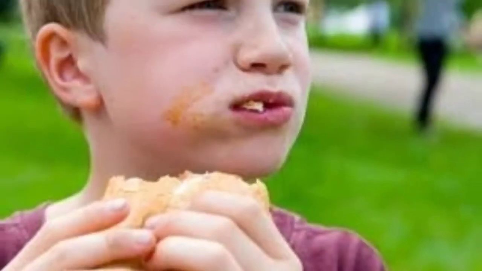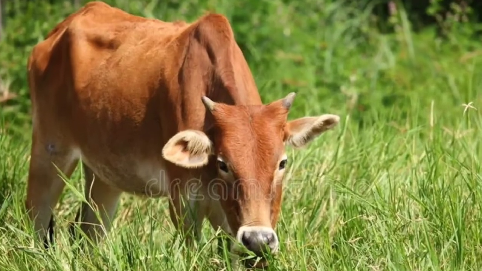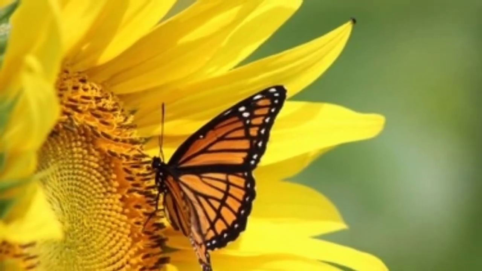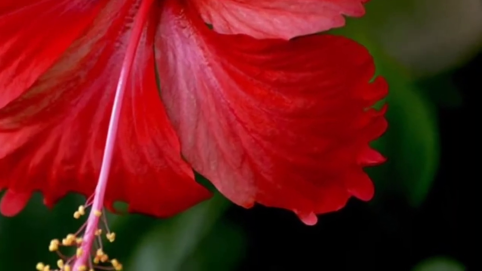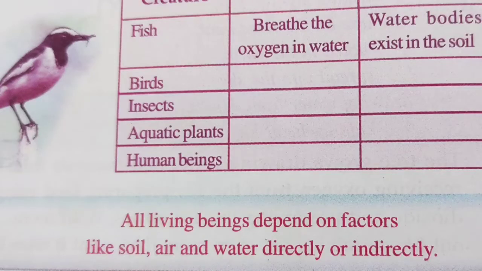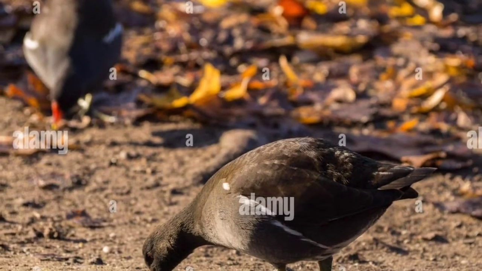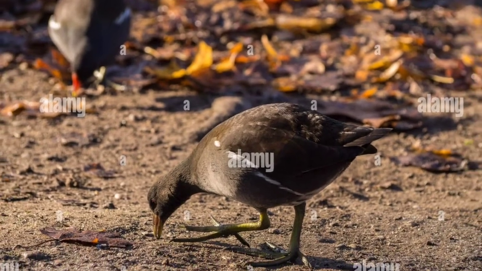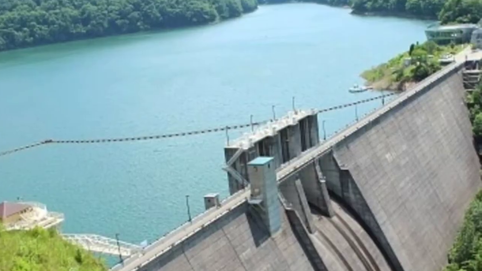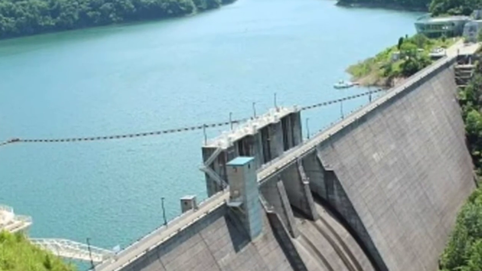Dear children, all living things need a pollution-free nature for their healthy existence. Soil, water, and air are the important parts of nature. Here we discuss about these in detail. Let us see first soil. Soil is essential for the existence of all living things. Even water bodies exist in the soil.